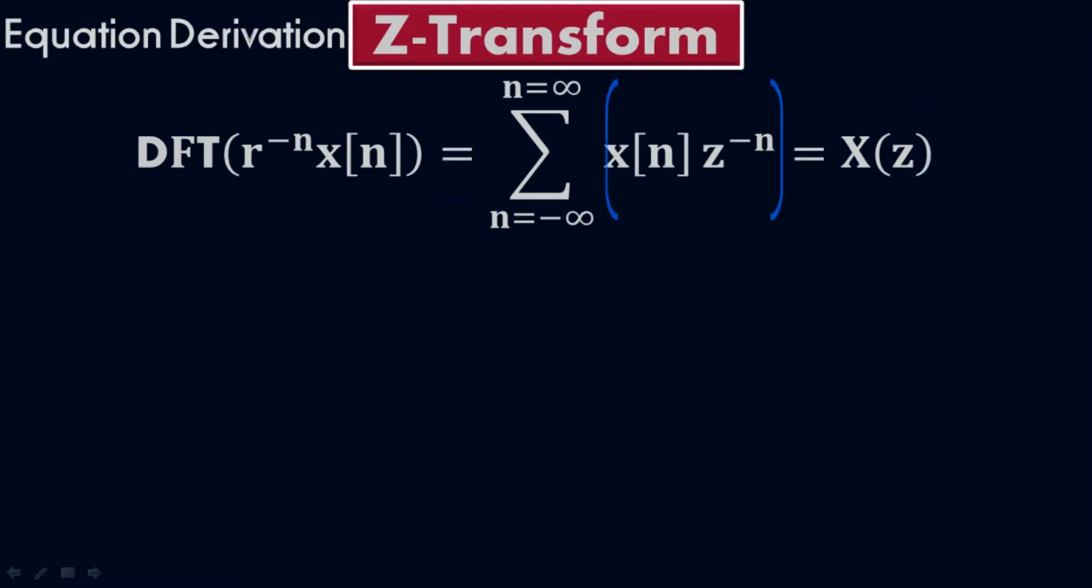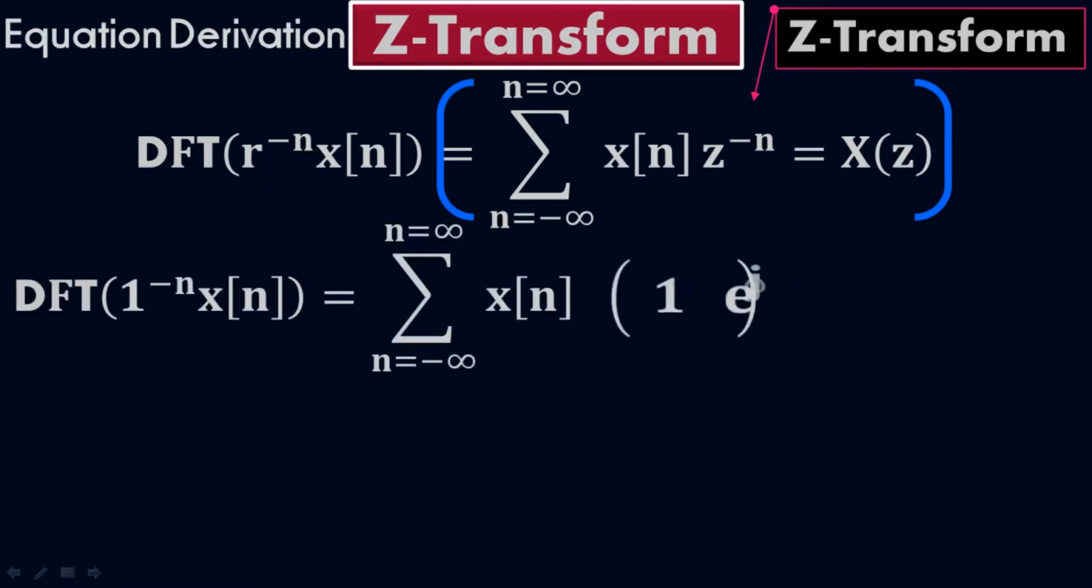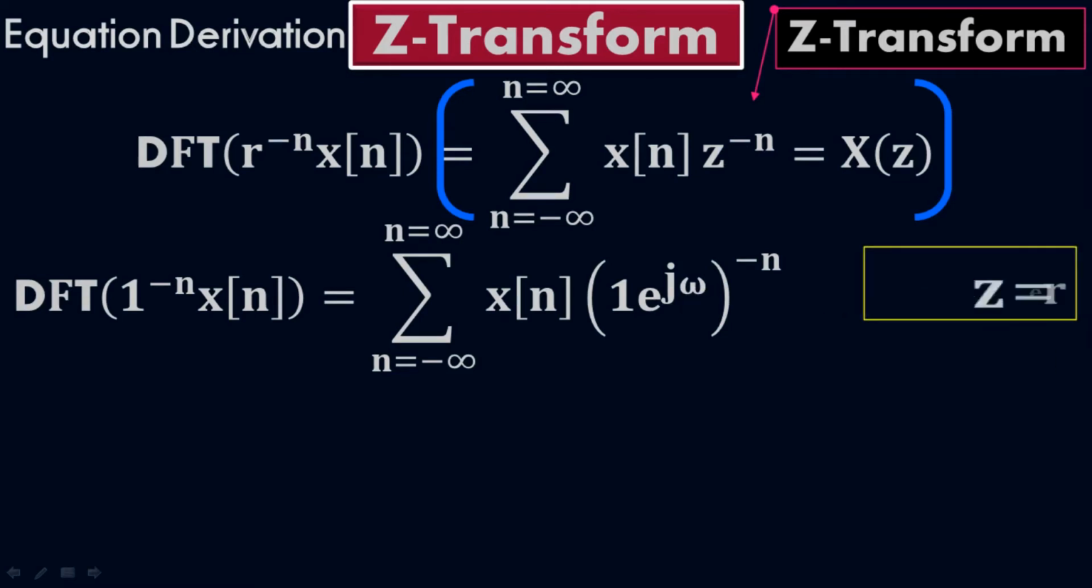There I got my Z transform, which is X of z. It is the equation of the Z transform. But now look to the left side, I have r to the negative n here. Remember, we let z equal r times e to the j omega. Put back r times e to the j omega for the z here.